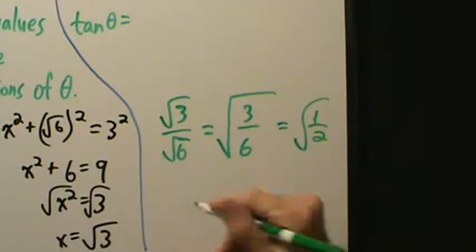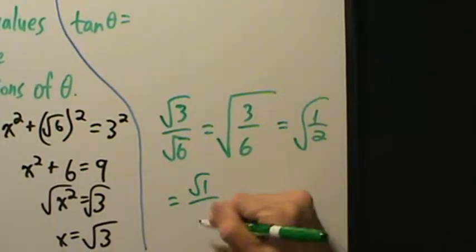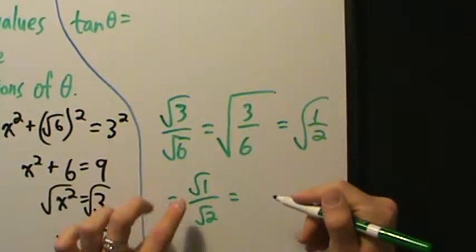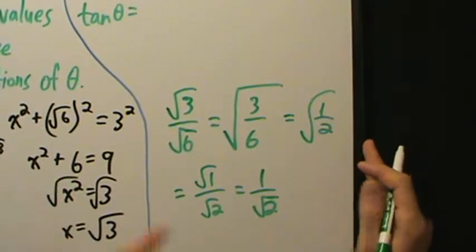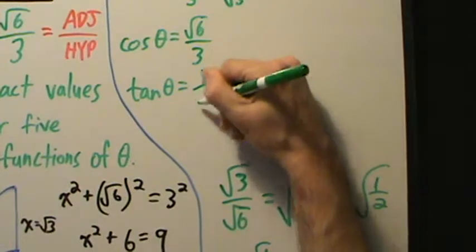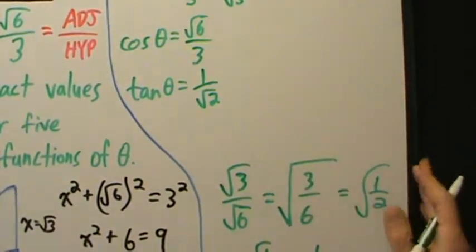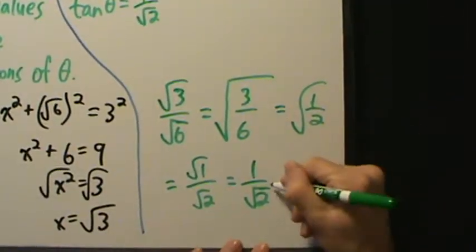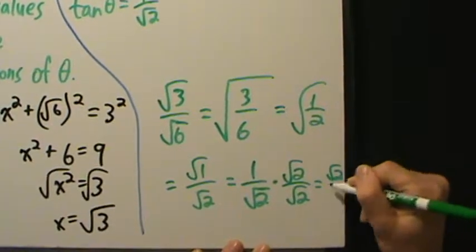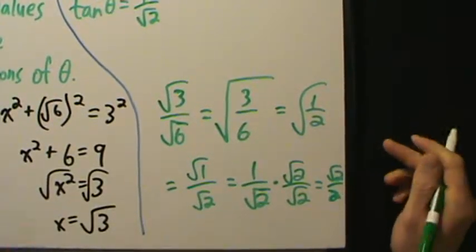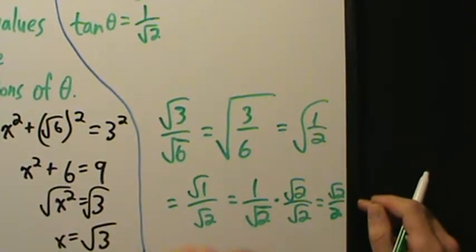Okay? And then we can rewrite that as square root of 1 over square root of 2. Square root of 1 is just 1. Root 2 cannot be simplified. So 1 over root 2 would be the answer there. But if you're compelled to rationalize the denominator, or if you have to, then you can multiply by root 2 over root 2, and you'll get root 2 over 2. But again, I really don't think that's simplified.